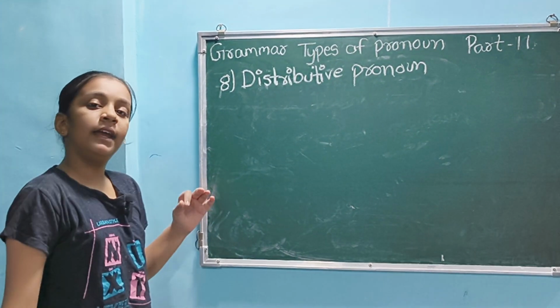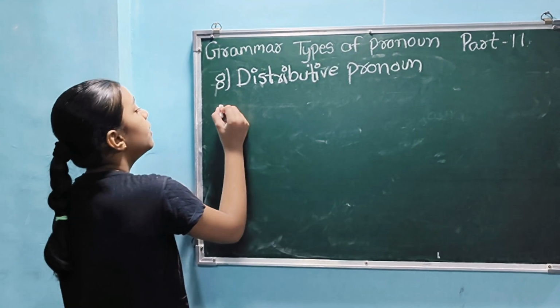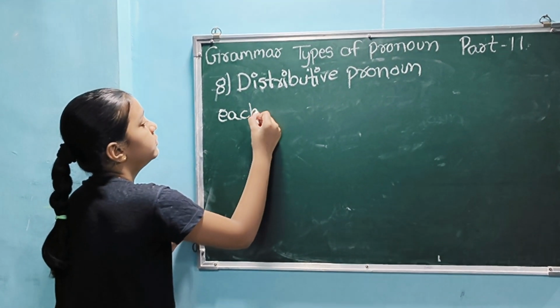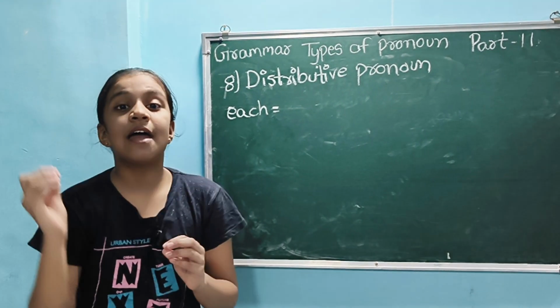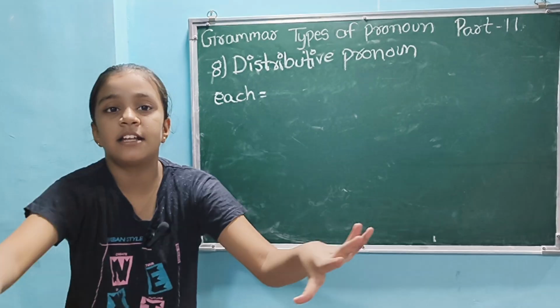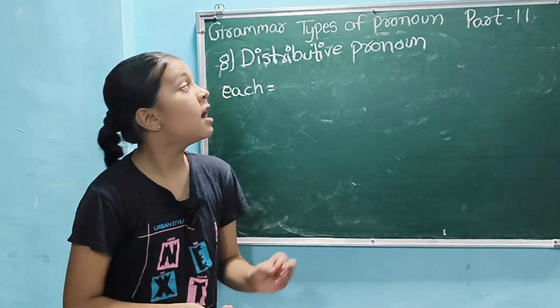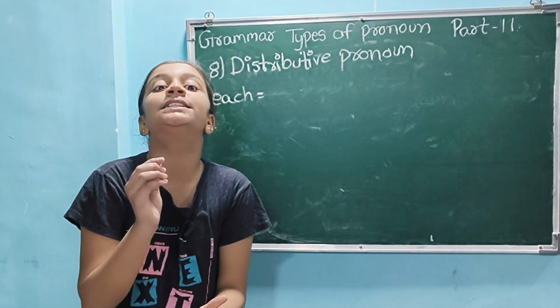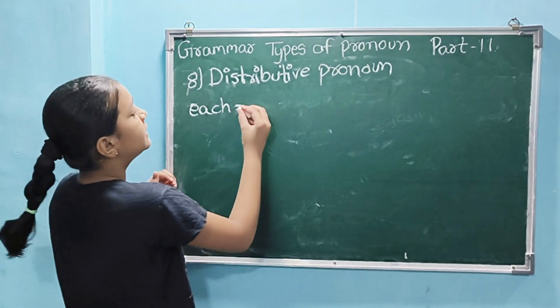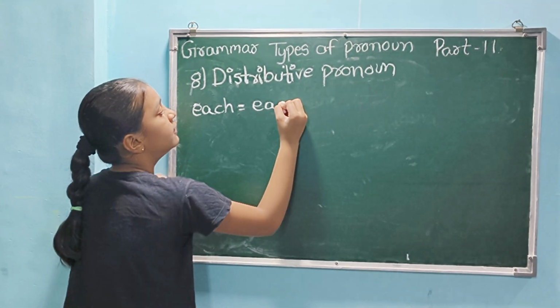Okay. So the main pronouns are, see, each. Each means what? Every one of them, all of you. For example, there are many students sitting in a class. So I will use the word each to describe each of them. Okay, each of them separately. Describe each of them separately.